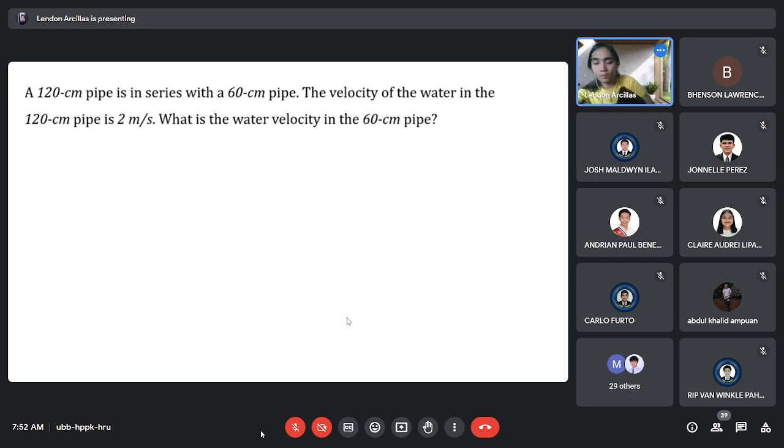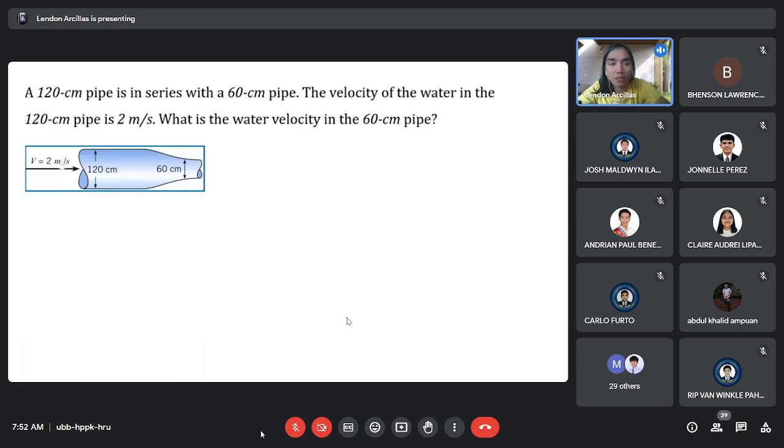Well, let's have an example. A 20 centimeter pipe is in series with a 60 centimeter pipe. The velocity of the water in the 120 pipe is 2 meters per second. What is the water velocity in the 60 pipe? So, again, ang law of continuous flow, kung anong volume na papasok dito sa ating opening, yun din yung volume na lalabas. But the difference is mag-iiba yung kanyang velocity, or ang bilis ng pagpasok, because of its area.